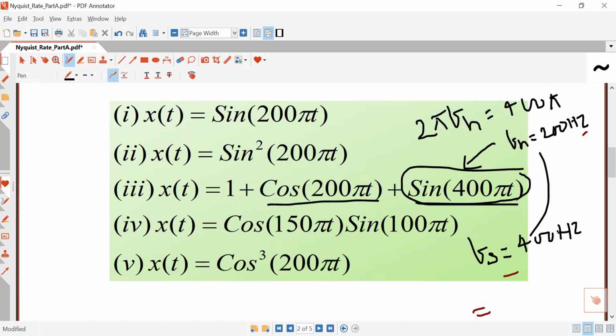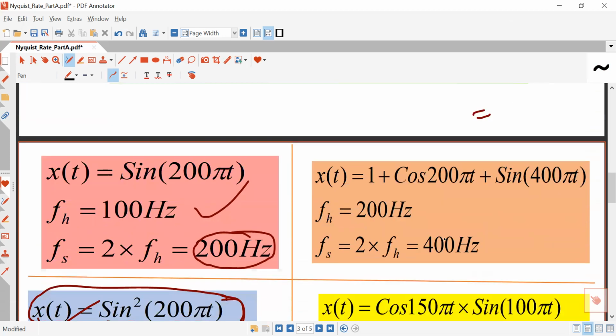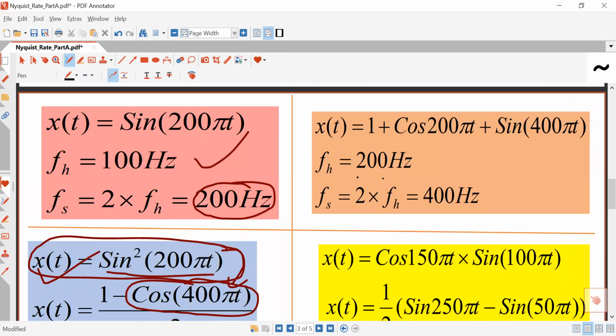So all of these problems are very simple. That is why I keep these types of problems in type 1. So here the sampling frequency is 400 hertz. So this problem is solved here. This is 3.